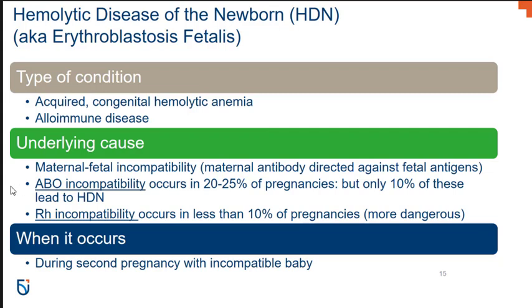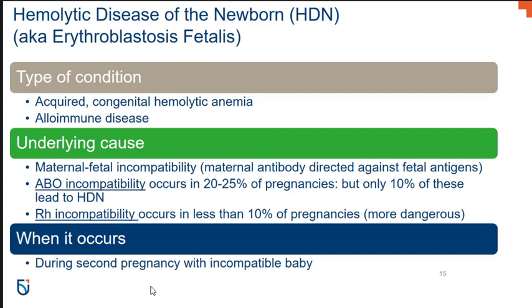This could either be an incompatibility with ABO, so type A, type B, type AB, or type O blood, or it could be an incompatibility with RH. In anatomy and physiology, we talked a lot about this RH incompatibility, and how it is a problem with second pregnancies. It has to do with the production of antibodies that enter into the fetal circulation and attack the baby's red blood cells.